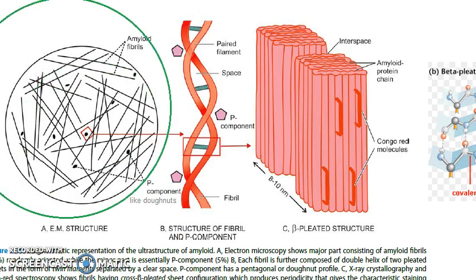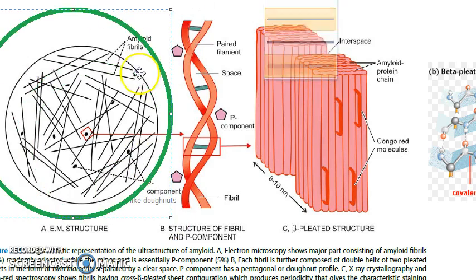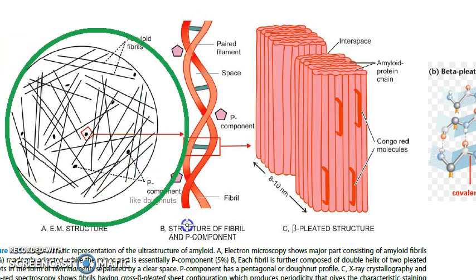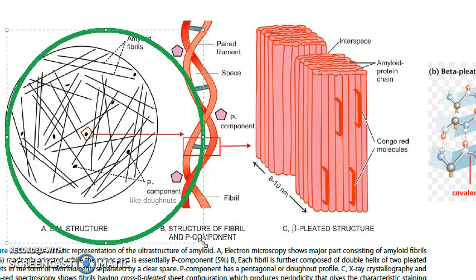Here in the circle you can see that the amyloid is mainly made up of fibrils. These lines you see, they are fibrils. 95% will be fibrils, and these dots you see, these are all the non-fibrillar component. Mainly they'll be the P component. They look like donuts actually. So this is the diagram you can draw to get marks if they ask for amyloid structure.